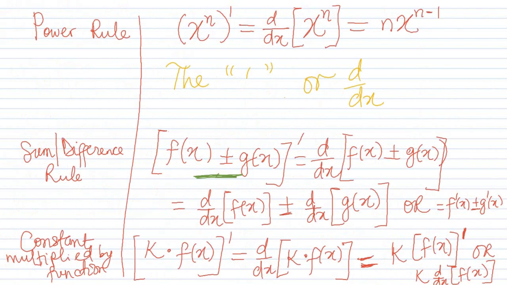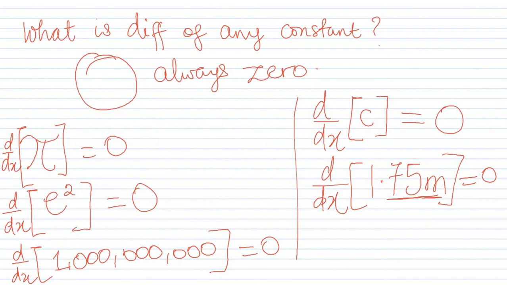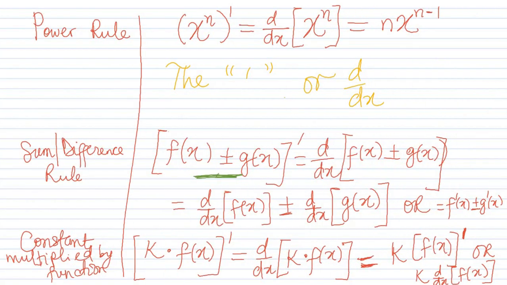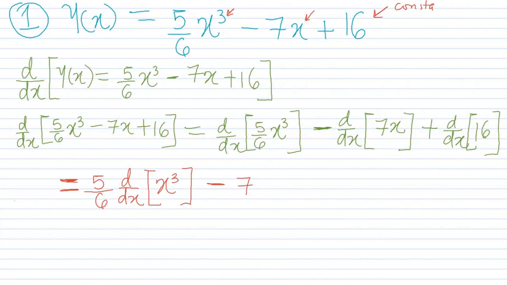Remember what we did here? Remember what I talked about with the constant? When we have a constant multiplied by a function, like we see here, we bring out the constant and then we differentiate the function. So that's what we're doing here. I brought out 5 over 6 and I'm differentiating x cubed, which is the function. For 7x, I'm bringing out 7 and I'm going to differentiate x. So d over dx, right? And differentiating the constant, plus, what did I say the differentiation of a constant is?